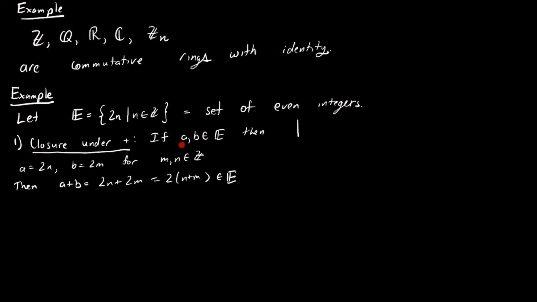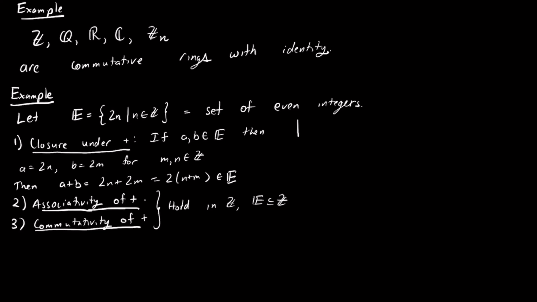Okay, so we'll let a and b be even. Well, what does it mean for them to be even? By definition of our set, it means that a can be written as 2n, b can be written as 2m, for some m and n in Z. Let's add these together. a plus b is just 2n plus 2m, and I factor out a 2, and this is 2 times (n plus m). So I have 2 times an integer, and so I'm granted entry into the set E. This is going to be an element of the set E. Okay, so that's closure under addition. Again, all it's saying is that the sum of two even numbers is even.